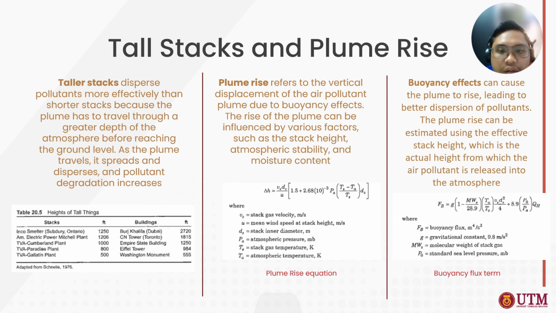Plume rise refers to the vertical displacement of the air pollutant plume due to buoyancy effects. The rise of the plume can be influenced by various factors such as the stack height, atmospheric stability, and moisture content. The following gives a plume rise equation. Buoyancy effects can cause the plume to rise, leading to better dispersion of pollutants. The plume rise can be estimated using the effective stack height, which is the actual height from which the air pollutant is released into the atmosphere. And the following is a buoyancy equation.